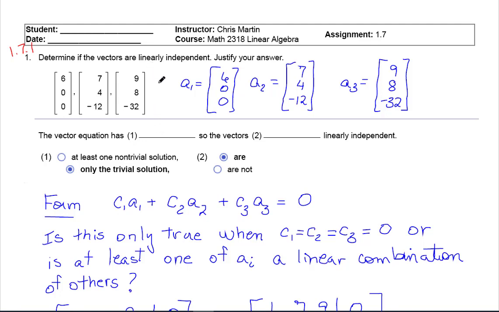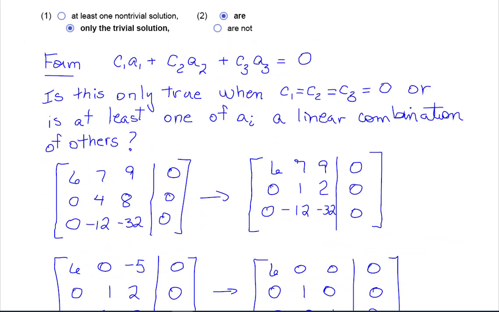In this particular section, we're looking to see if vectors are linearly independent or if vectors are linearly dependent. What does all that mean? So we are given three vectors here, a1, a2, a3. What we'd like to do is to form C1A1 plus C2A2 plus C3A3 and set that equal to 0. C1, C2, C3 are any real number we like.